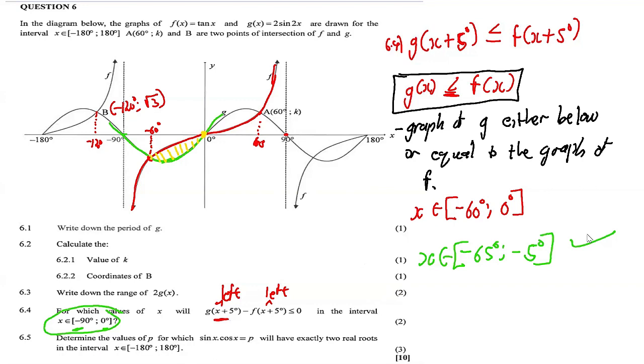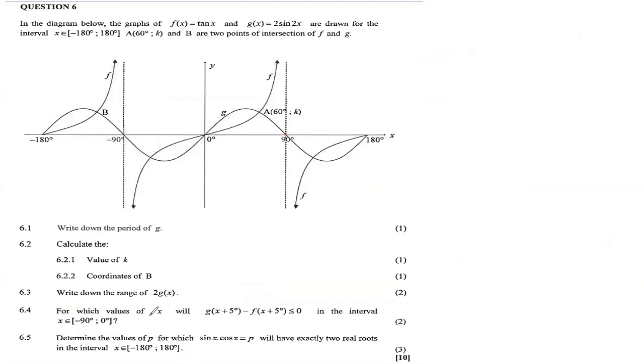So in 6.5, it says determine the value of p for which sine x cos x is equal to p will have exactly 2 real roots in the interval x element of negative 180 degrees to 180 degrees, right? So now we are given 6.5, that's sine x cos x is equal to p. But one thing that you must always note when it comes to trig functions is that they will never give you anything that is not one of these, right? So they will always try to play around with what they've already given you.